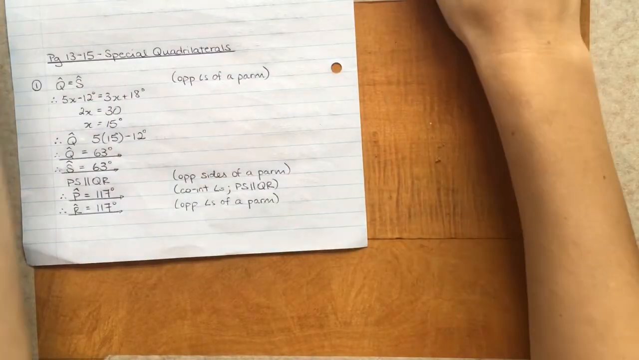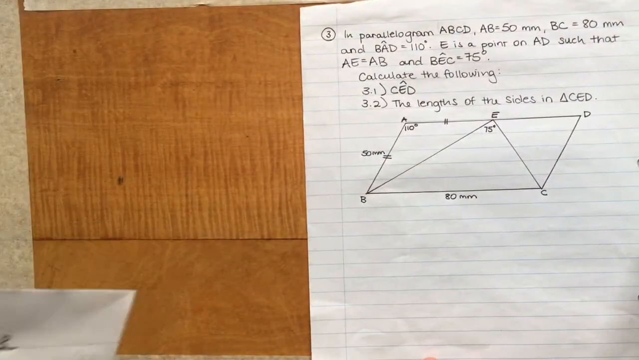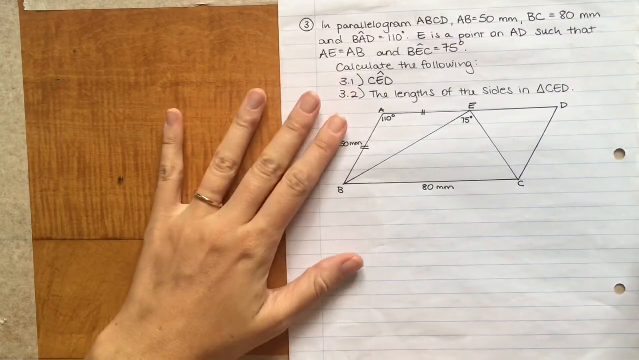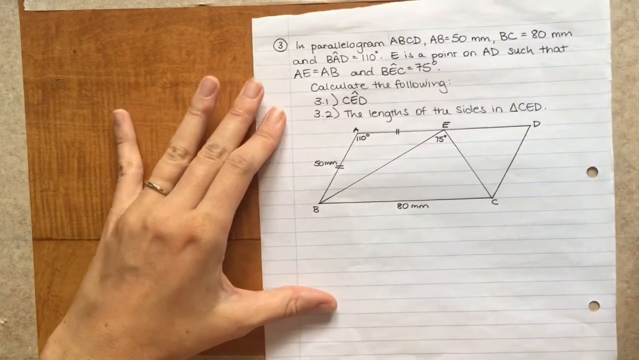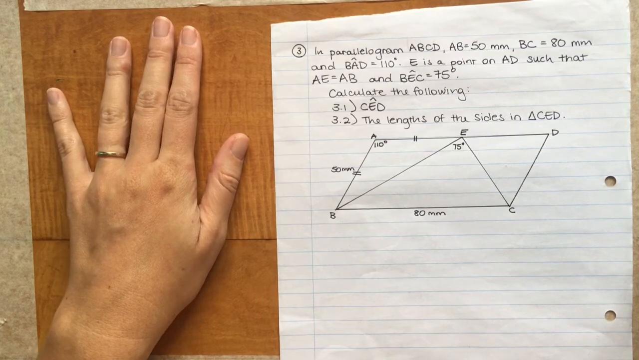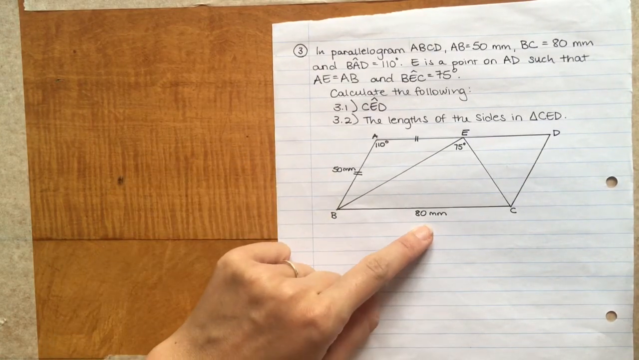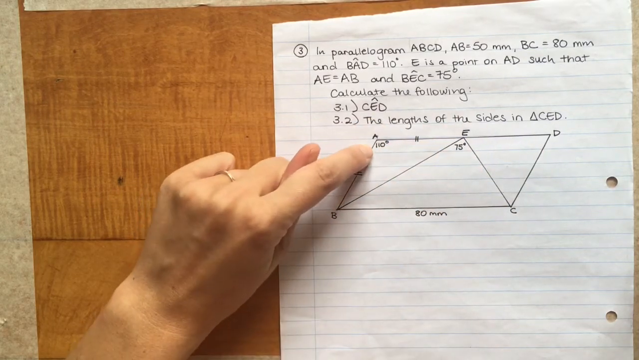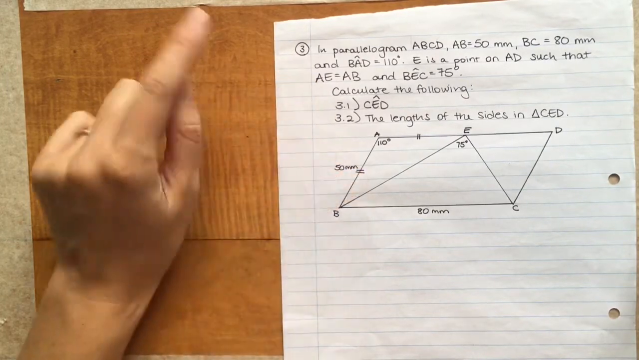Okay, last one, moving on to number 3. It says in parallelogram ABCD. So again, they haven't shown us on the diagram any of my parallel lines, so I might bring that into play. AB equals 50, that's shown on the diagram. BC is 80, that's on the diagram. And BAD is 110. Notice I'm checking to make sure that everything in the statement is shown on the diagram.